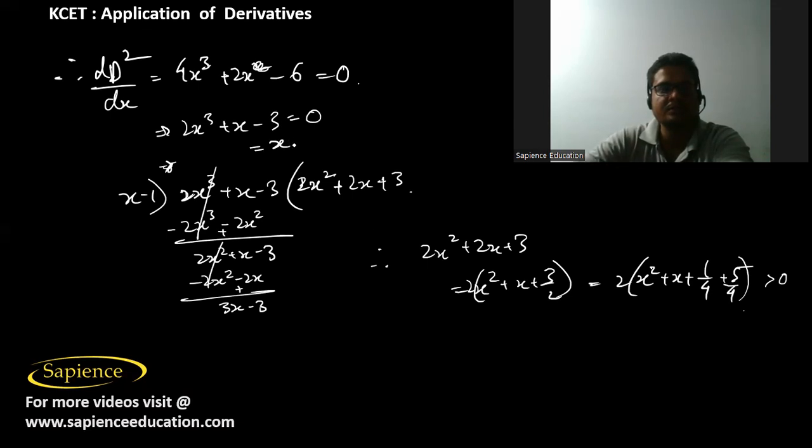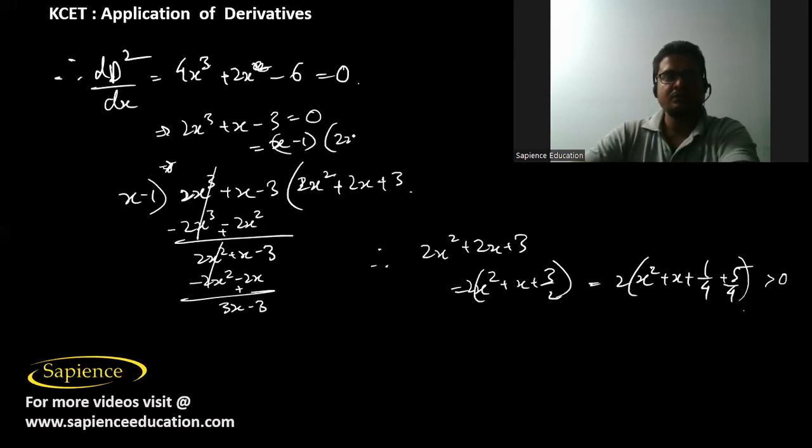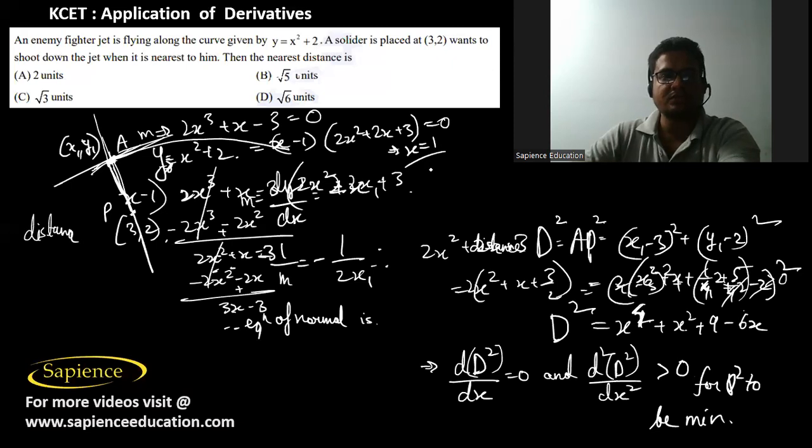This will be equal to x minus 1 into 2x square plus 2x plus 3. So if that is equal to 0, then x should be equal to 1 only. Only x equal to 1 is the root.